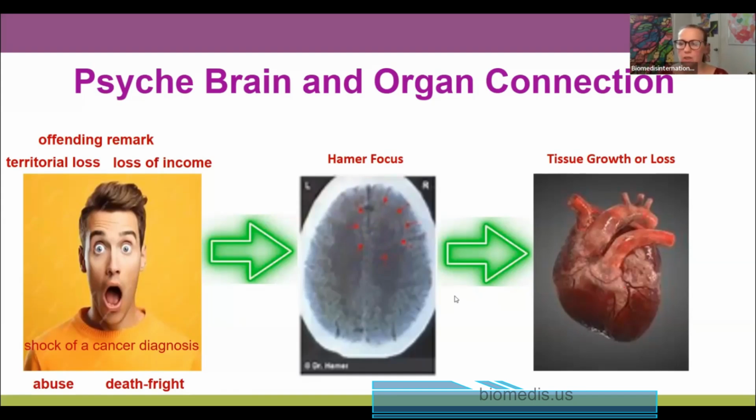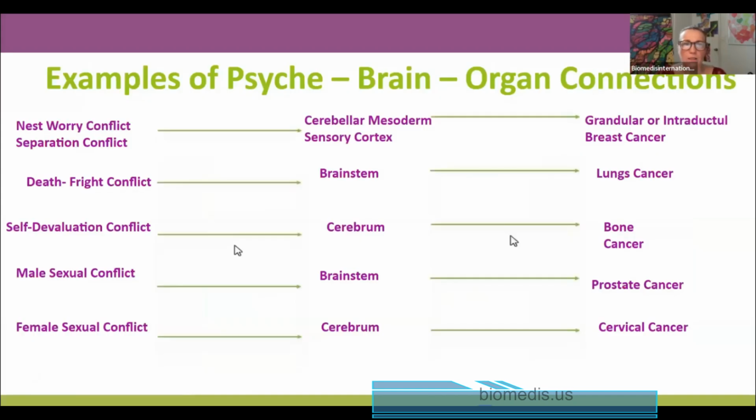and the organ starts to have either tissue growth or tissue loss. But for the body, tissue growth or tissue loss is a biologically necessary thing to do as a protection for the body, as a healing. In the brain scan, I forgot to mention that the location is called a Hamer focus.